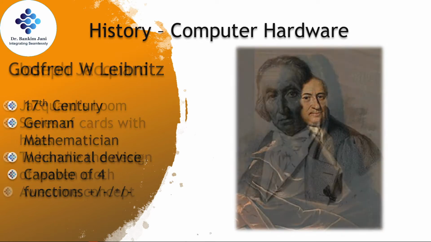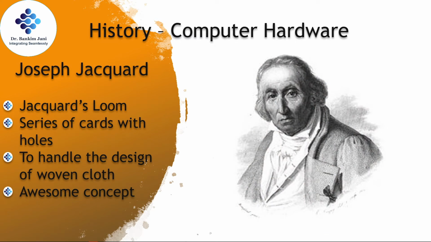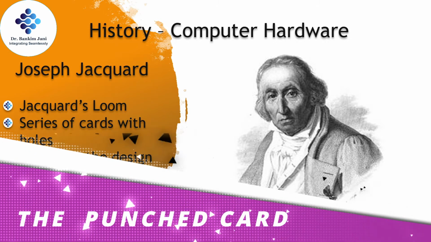It was Joseph Jacquard in the 18th century who developed a system called Jacquard's loom. It consisted of a series of cards with holes punched in them to specify thread color and handling the design to be woven into the cloth. Well, it was not a computing device, but Jacquard's loom was the first to make use of what later became an important form of input, the punch card.